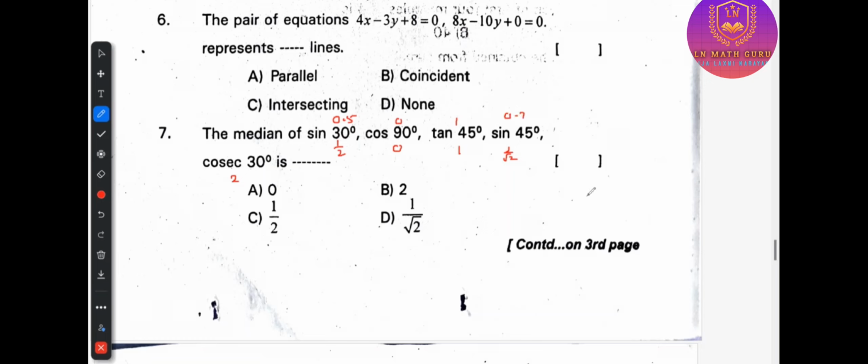We can write them in ascending order from small to big. That will be 0, this is the first one, this is the second one, this is the third one, this is the fourth one, and this is the fifth one. So the number of terms is 5. The third one is the answer. So we can go to the option as sine 45. Sine 45 is nothing but 1 by root 2. We can go to the option D.